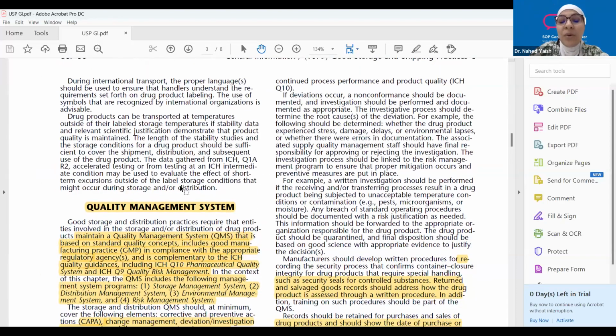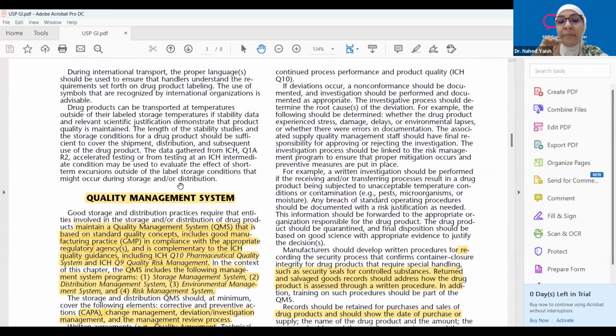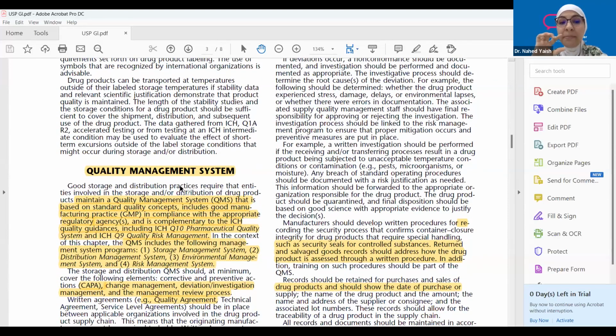Okay. Now we will only review the subtopics within the GSDP, or the headlines within the GSDP, which will demonstrate the major elements that should be included within our organization to comply with the GSDP. First, we need to have a quality management system.